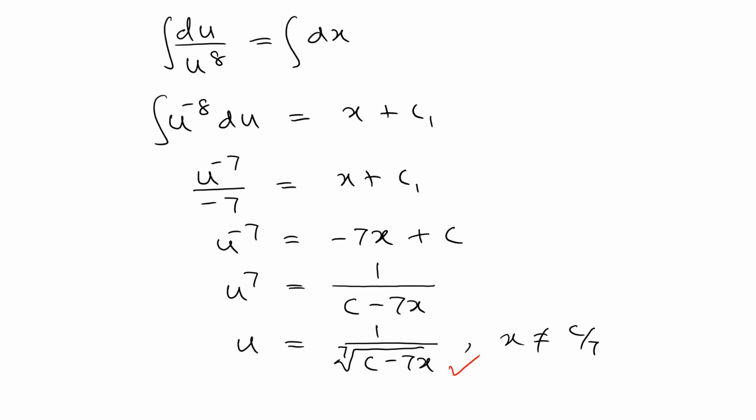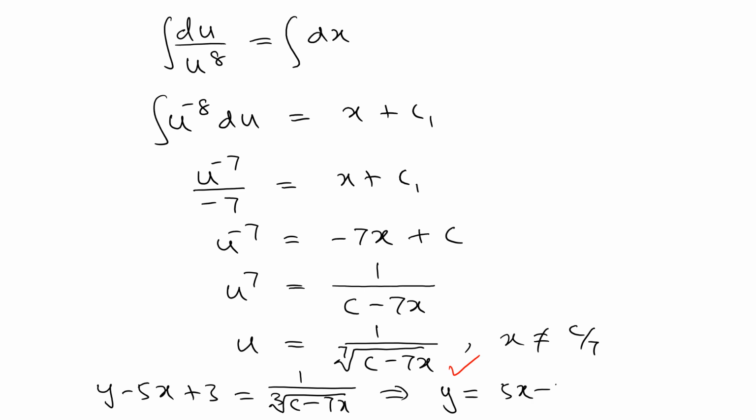Now we substitute back for u. We know u equals y minus 5x plus 3. If you substitute that, it is y minus 5x plus 3 equals this answer, which is 1 over the 7th root of c minus 7x. Now we can solve for y. So y equals, move 5x to the other side, move 3 to the other side, and then we have this extra term, which is 1 over the 7th root of c minus 7x. So that's how you solve the problem using the substitution method.